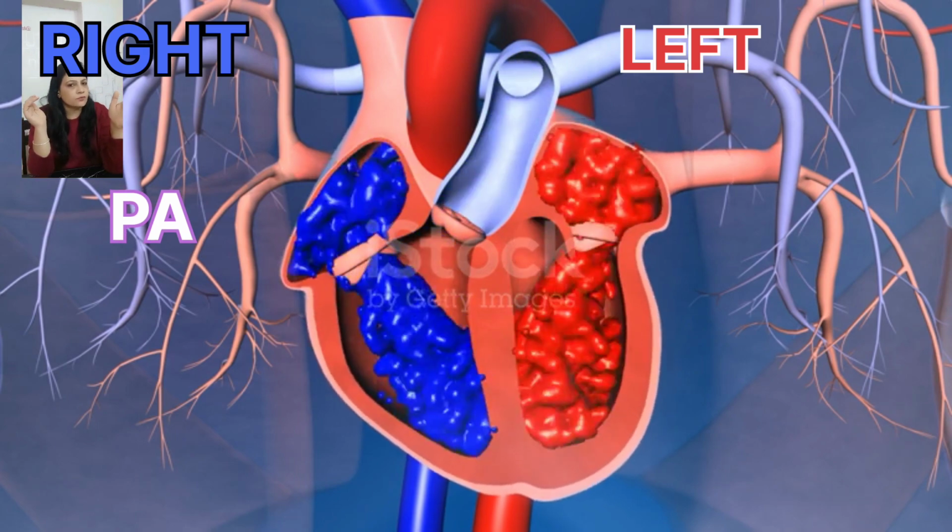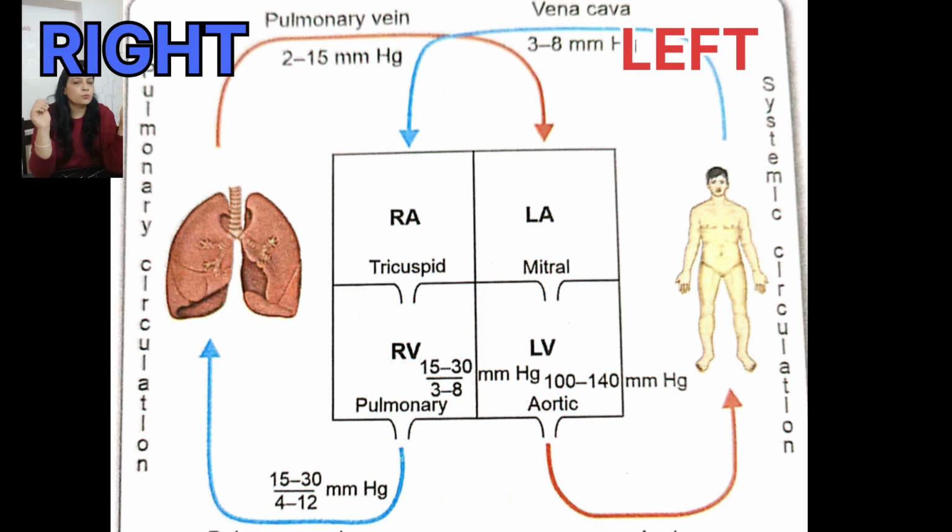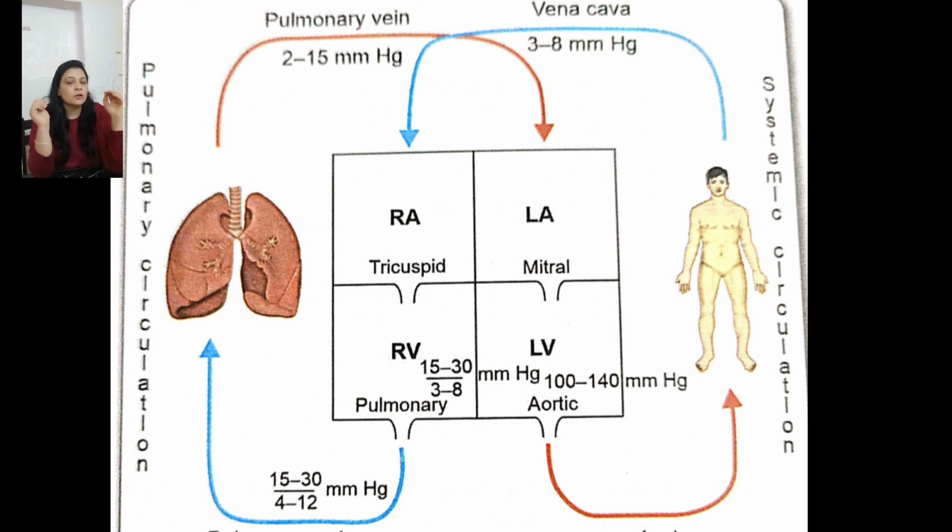to the left atrium. On this side we have the pulmonary artery and on that side we have the aorta, and the blood from the aorta goes to the systemic circulation in the body, and from there the blood becomes deoxygenated, then it goes to the inferior vena cava to the right atrium. This is the circulation.